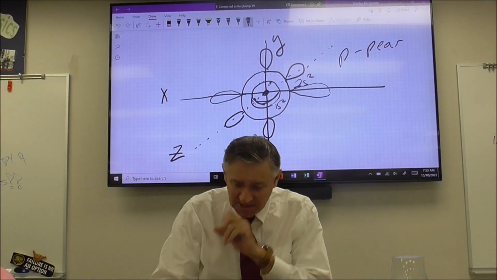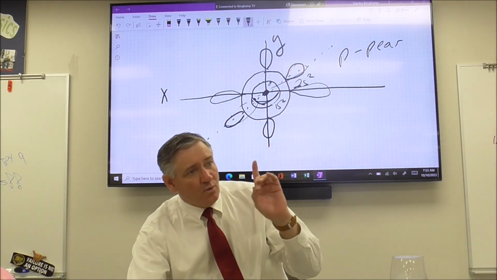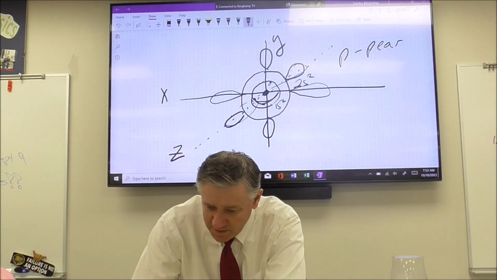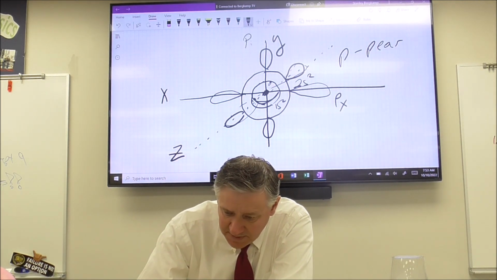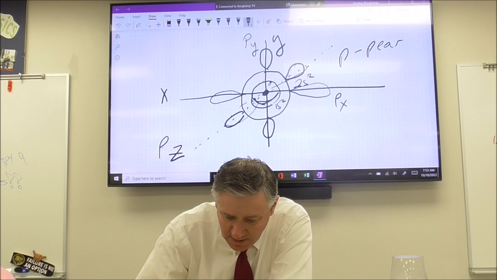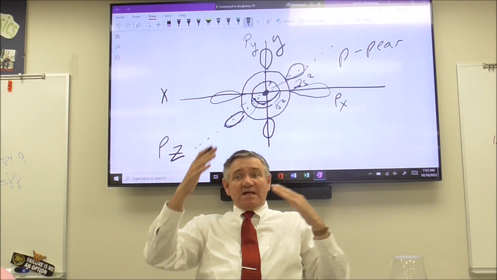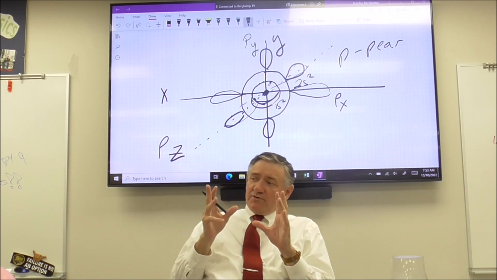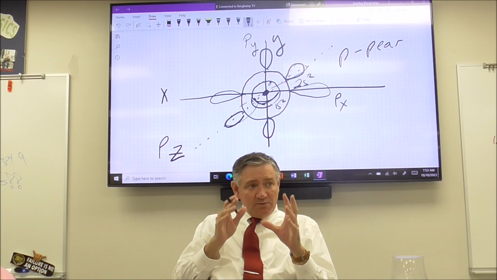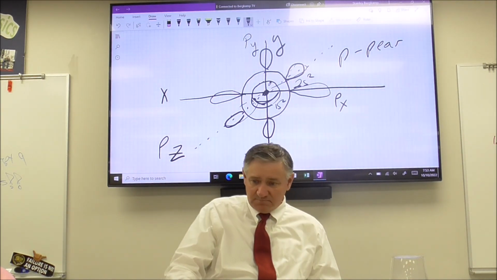So this whole thing right here makes up one p orbital. So we call this the px, we call this the py, and we call this the pz. So that's why we know that there's three orbitals, because that maximizes the distance between them. So whenever electrons are being put around a nucleus, there's two competing forces.